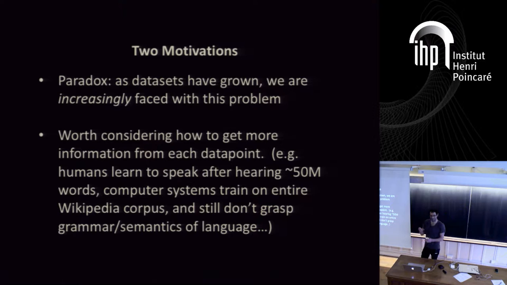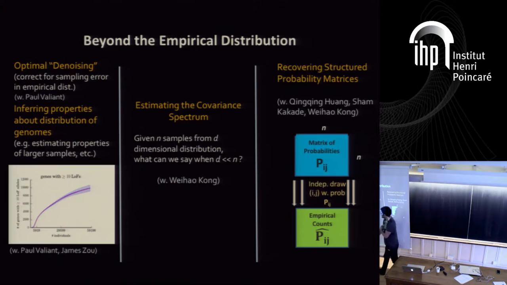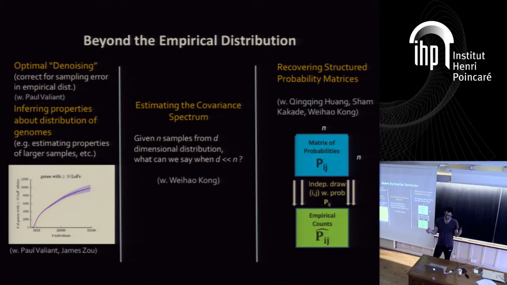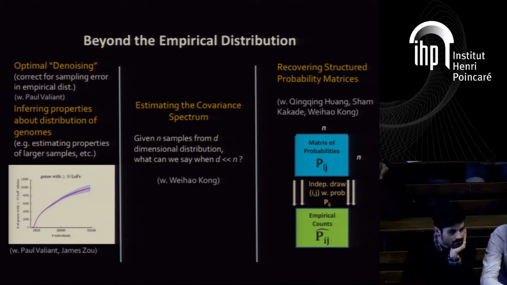So how do you get more information from each data point? I'll talk about three different things across the roughly 2 hours. The first work is asking a very, very basic question. You're given samples from some distribution over some discrete alphabet, and your goal is just to learn the distribution as well as possible. We don't want to make any assumptions on the distribution. The question is, how and when can you denoise the empirical distribution? You take samples from some unknown distribution, you want to output a good estimate of that distribution. And as we'll see, in some cases you can actually denoise the empirical distribution. Okay.